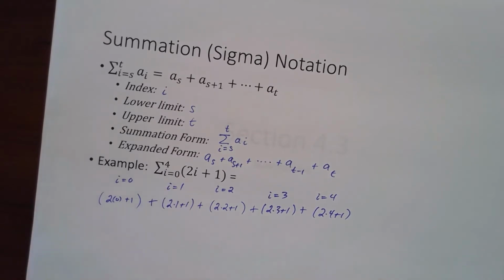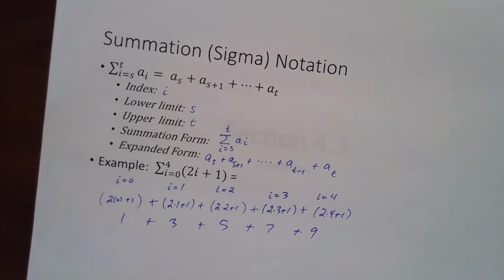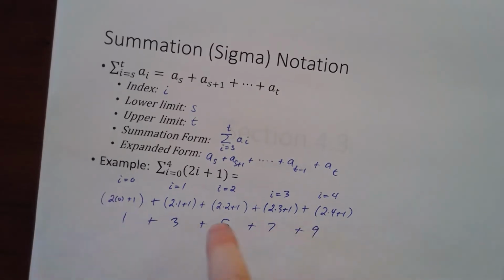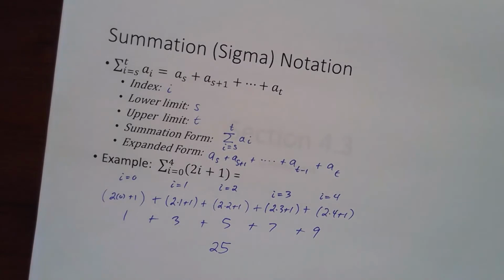So I sum up everything, all the indices from 0 to 4. And what were our numbers? 1, 3, 5, 7, 9. It shouldn't be surprising, because 2i plus 1 is the form of odd integers. So it's just adding up odd integers, and the sum of those odd integers is 25.